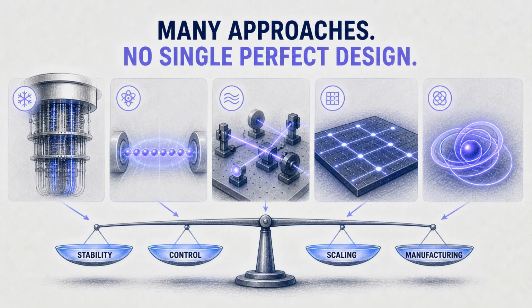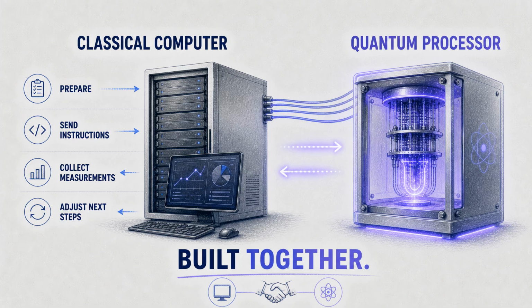Some quantum computers operate at extremely low temperatures. Others use trapped atoms, ions, photons, or different physical systems. Each approach has trade-offs in stability, control, scaling, and manufacturing. There is no single perfect design yet. In practice, quantum computers are usually paired with classical computers. The classical machine prepares the problem, sends instructions, collects measurements, and adjusts the next steps. The quantum processor acts more like a specialized accelerator than a replacement for the whole computer.